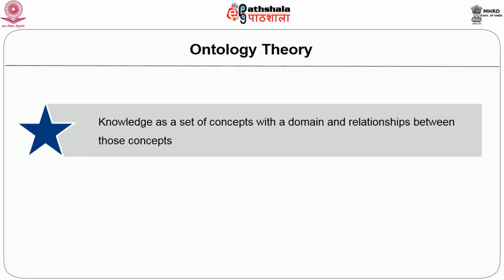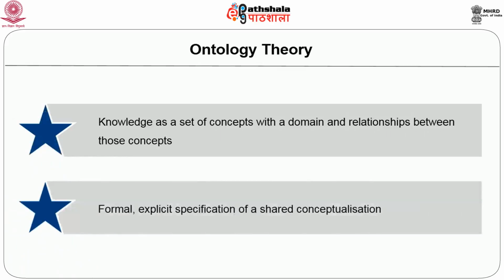Knowledge is a set of concepts. Information is completely scattered, but knowledge is very precise for decision making. So knowledge is a set of concepts within a domain and the relationships between these concepts. Generally, if you go by any definition, ontology is nothing but a formal, explicit specification of a shared conceptualization. The definition seems a little technical, but what does formal mean?